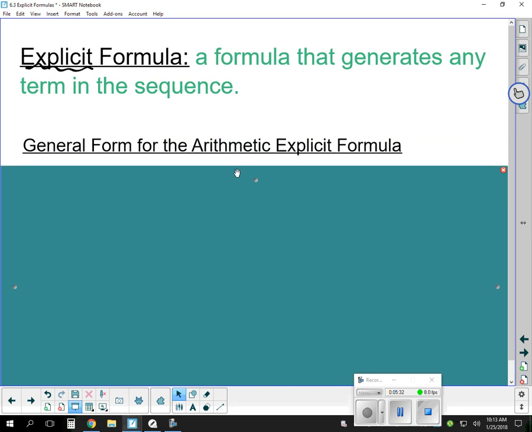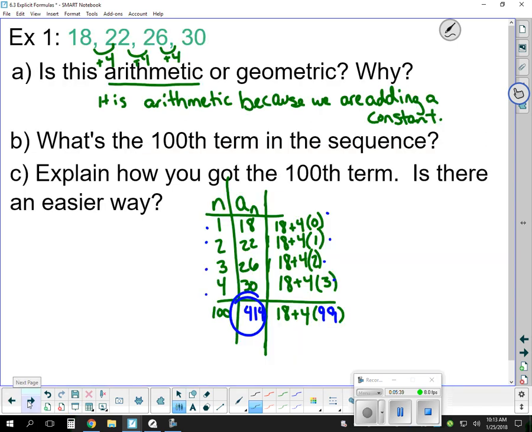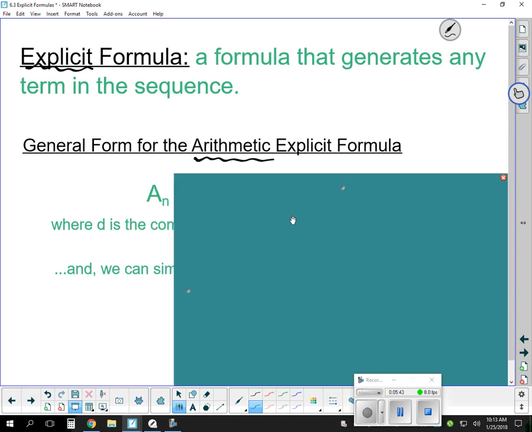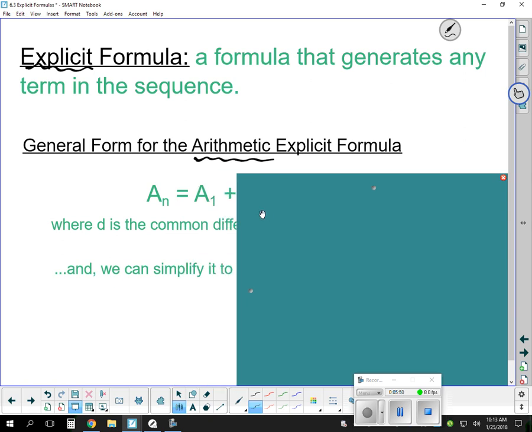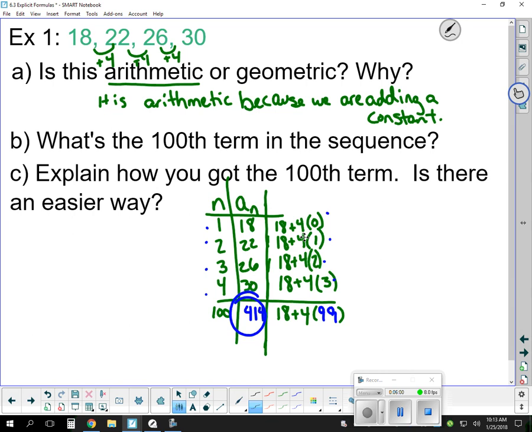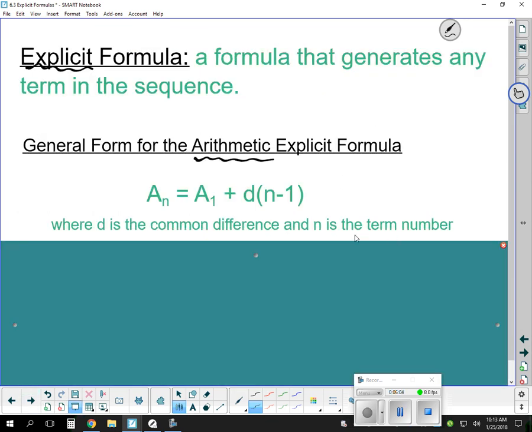Here is the general form for the arithmetic explicit formula. So this is only for arithmetic, which is what we just had back here. It is a sub n, so whatever you're looking for, equals your first term, add d times n minus 1. What's d? D is the common difference. So in this problem back here, it was 4. It's whatever you're adding each time. Okay? N is the term number.